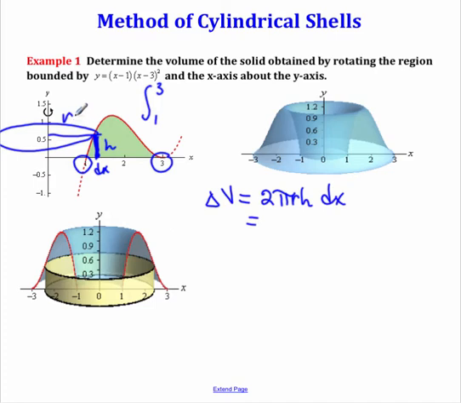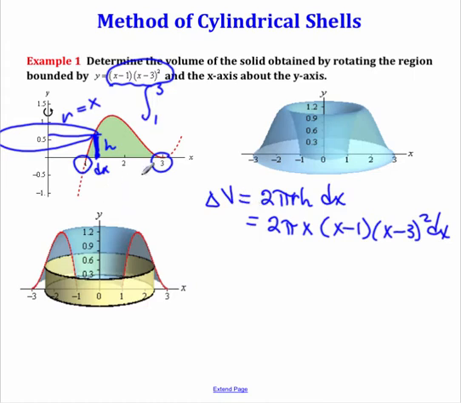The radius is an easy one. The radius is going to be simply the x-coordinate because the radius of the smallest shell or the innermost shell is going to be just 1, and then the radius of the outermost shell is going to be just 3. So I know I have 2 pi x. Then I need the height, and the height is simply going to be the y-coordinate in terms of x. So I can just reuse this. So x minus 1 times x minus 3 squared dx. So that's a volume of one single shell.